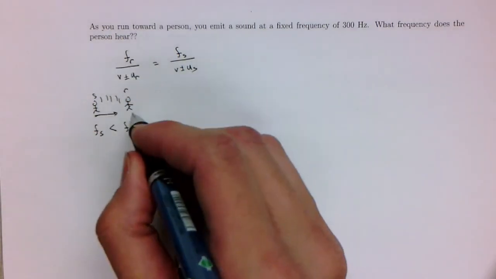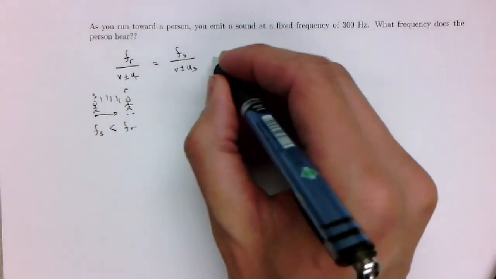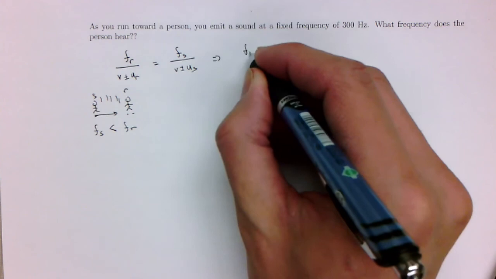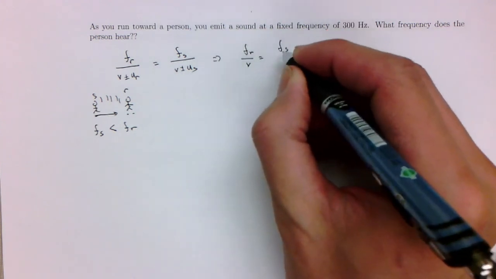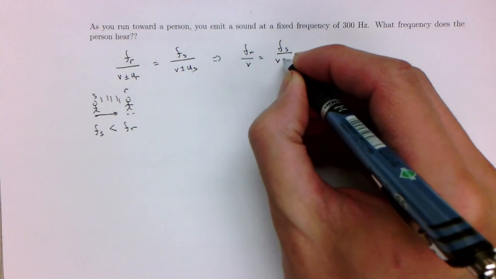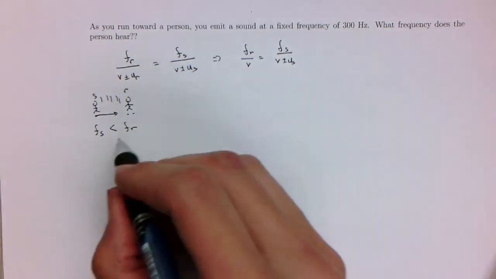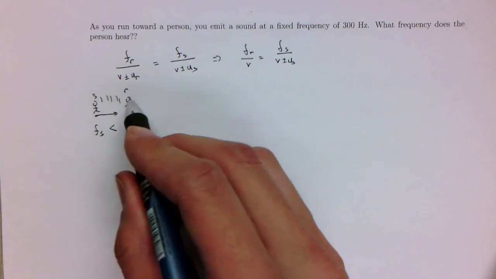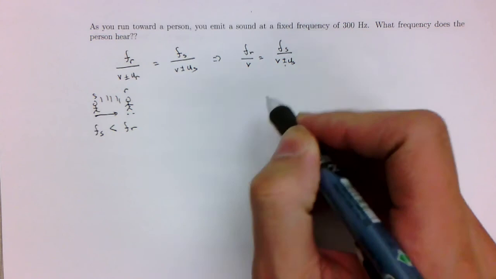Now we also know that the person, the receiver, is not running. So in this case, what we have is f_r over v equal to f_s over v plus or minus u_s. Because the frequency of the receiver has to be higher than the frequency of the source, we must choose the minus sign here.